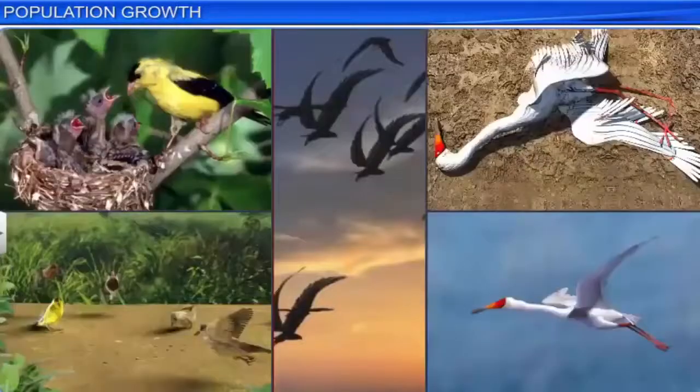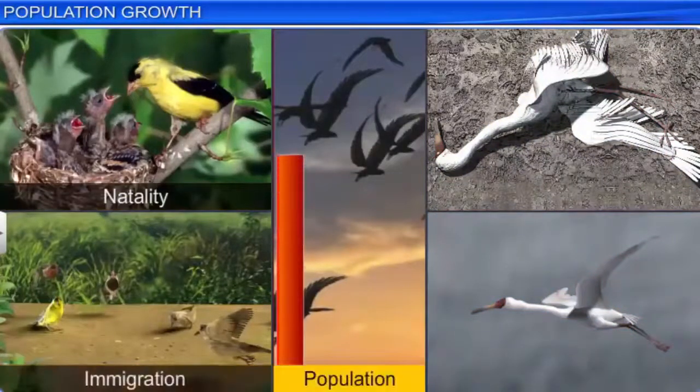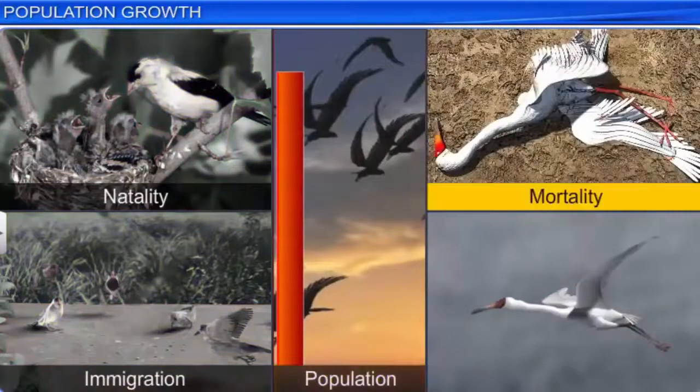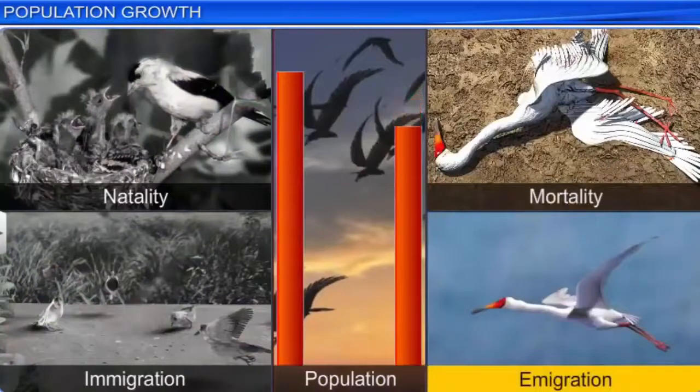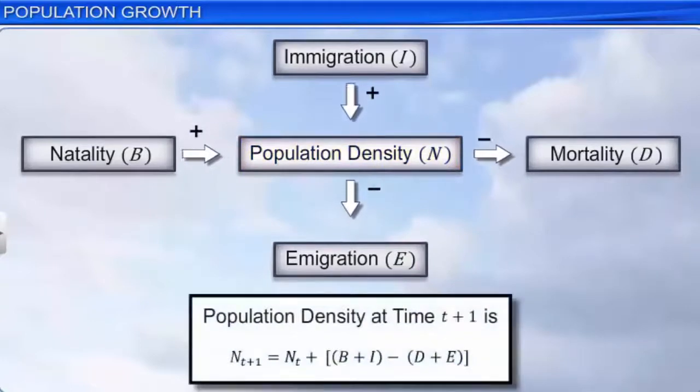In a population, natality and immigration result in an increase in population density, while mortality and emigration result in a decrease in population density. Now, let's consider this flow diagram where n is the population density at time t. Now, the density at time t plus 1 can be calculated as shown. Although the number of births and deaths greatly influence population density, in some cases, immigration and emigration assume importance.